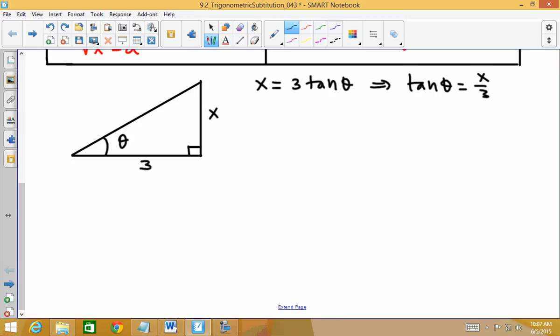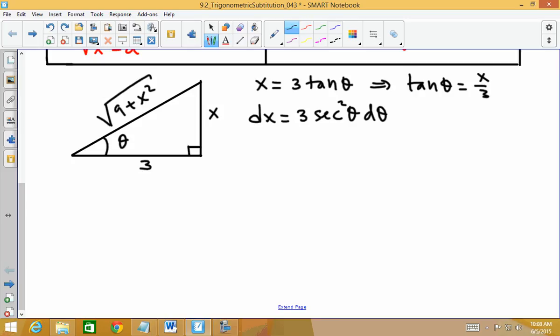To get the hypotenuse, we know that hypotenuse squared is adjacent squared plus opposite squared. So this is just the square root of 9 plus x squared. From this, we can also take dx. dx is equal to the derivative of the right hand side, which is 3 secant squared theta d theta.